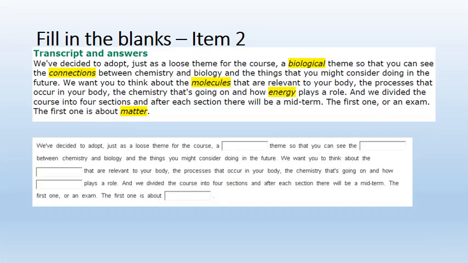Next question. We have decided to adopt, just as a loose theme for the course, a biological theme so that you can see the connections between chemistry and biology and the things that you might consider doing in the future. We want you to think about the molecules that are relevant to your body, the processes that occur in your body, the chemistry that's going on, and how energy plays a role. And we divided the course into 4 sections, and after each section there will be a midterm, or an exam. The first one is about matter.